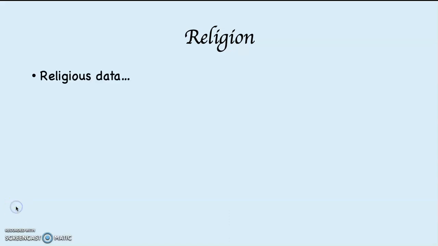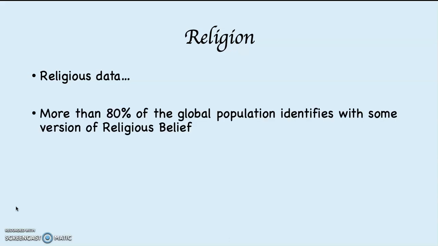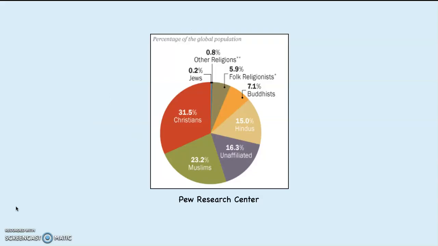It's time we take a look at some religious data, or data, if that's the way you like to pronounce that word. By religious data, I mean data about religions. More than 80% of the global population identifies with some version of religious belief. If you take a look at this information from the Pew Research Center, you can see the distribution of religions.